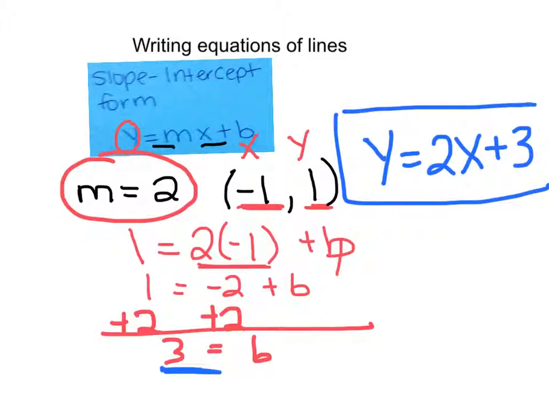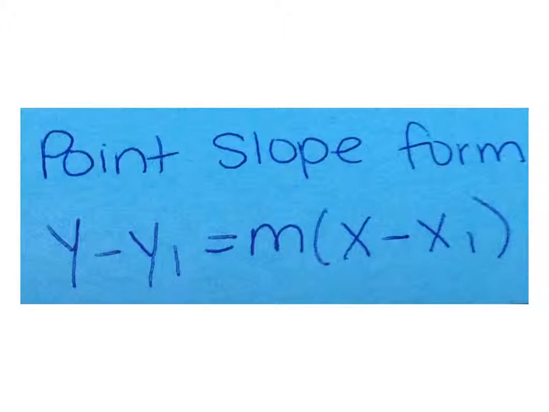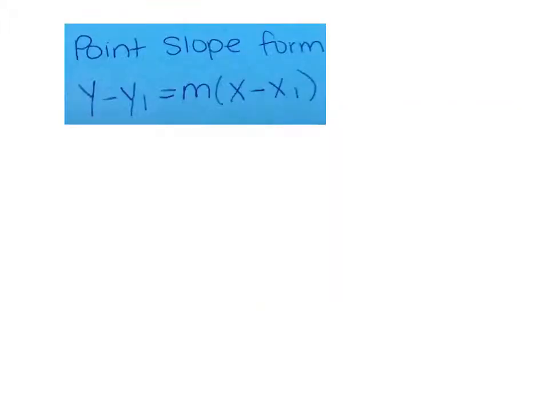Now this is not the only way to do this. I'm going to show you another formula that we could get that same line equation that you might think is a little easier. Okay, so this one is called the point-slope formula, and you have to have a point and you have to have your slope to be able to do this.